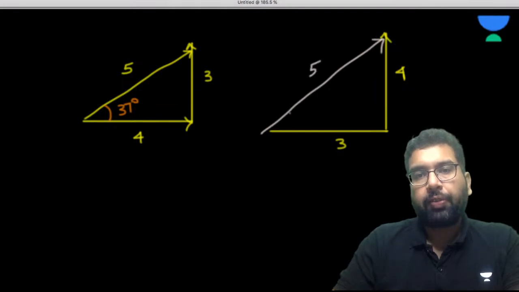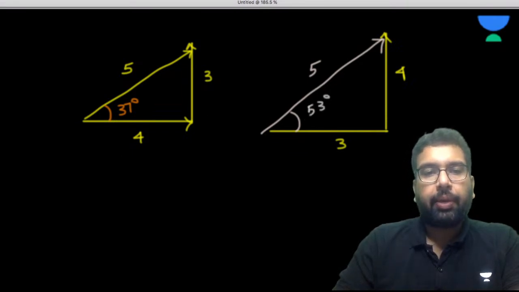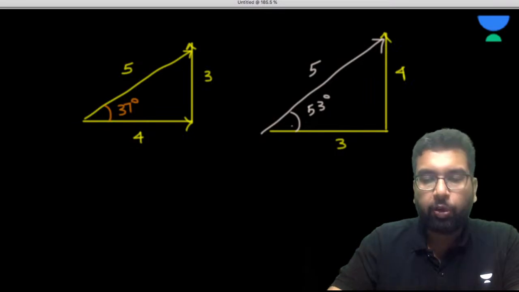This is going to be 53. Remember, memorize this 53 degree. Okay, beta? Do memorize this. This is going to be very helpful.